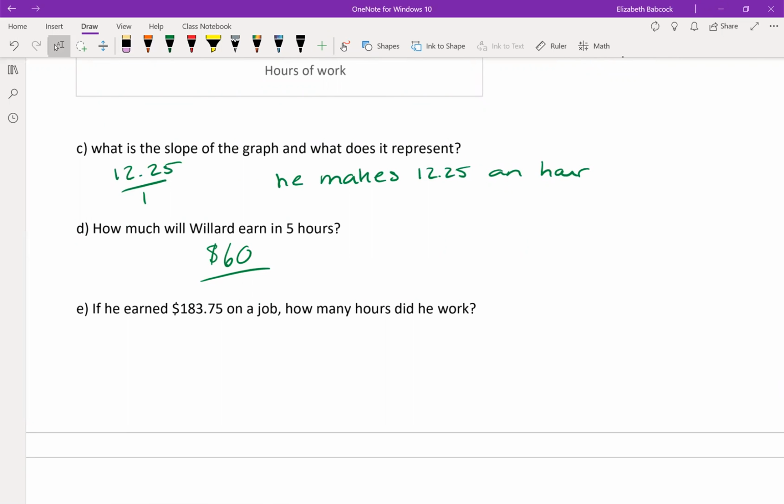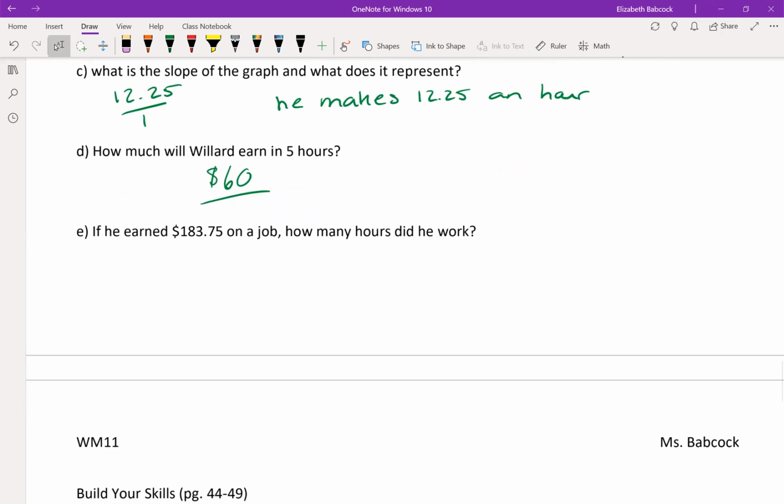Guess what? Backwards math. We know 12.25 times the number of hours worked gets you how much you make. Okay, so if we make 183.75, we can work backwards since we have multiplication here. How do you cancel out multiplication?